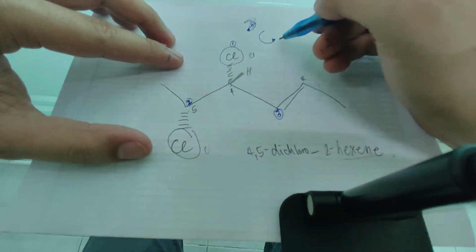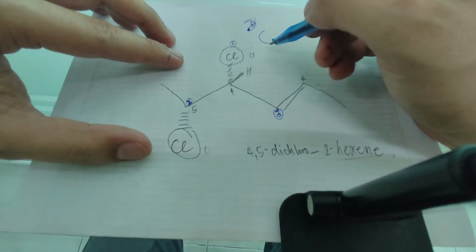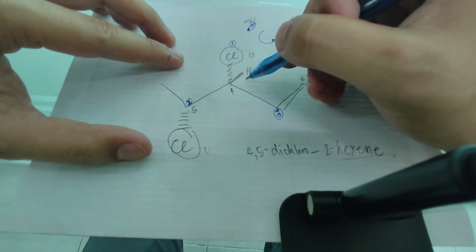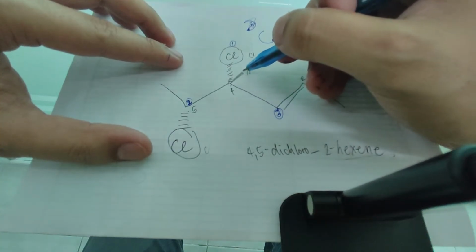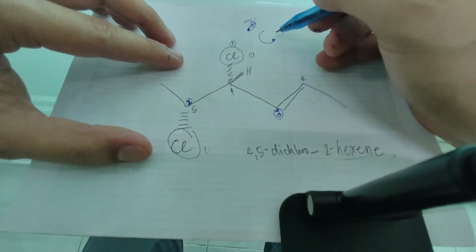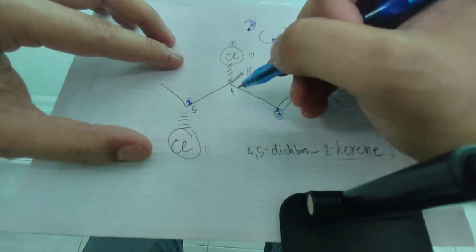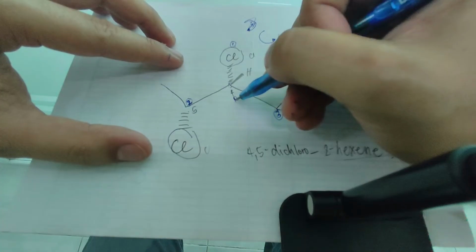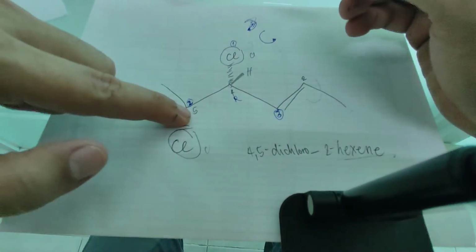So, this is actually an S because this is counterclockwise. But then, your hydrogen atom is naka-wedge. Therefore, we will reverse the rule. Therefore, that counterclockwise now will be regarded as an R. Okay? How about this one?